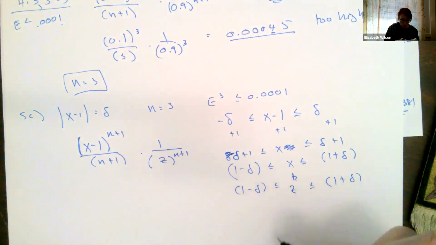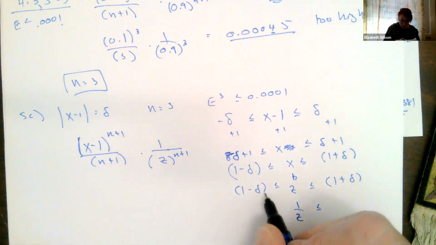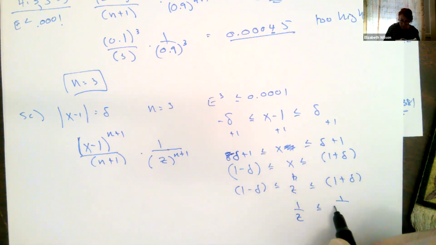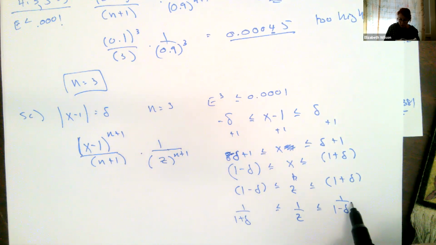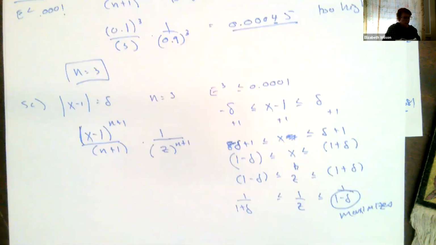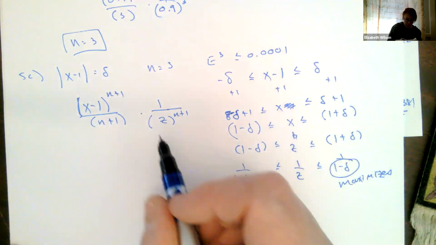we're dealing with 1 over z, so this is going to maximize it, 1 minus delta, because this is a bigger number, so it makes this 1 over a smaller number. So this maximizes. This one's a little trickier than just plugging it in and solving. So I need to set up this whole thing again.